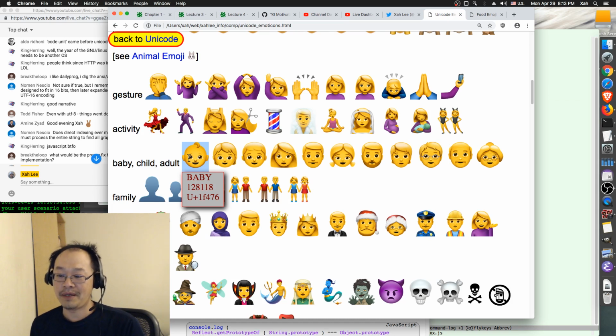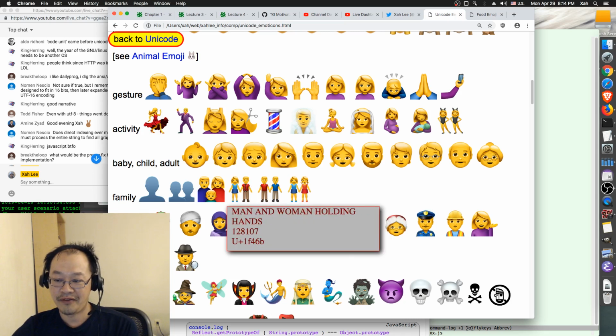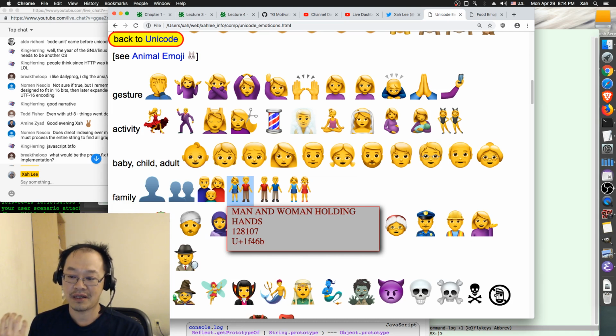but should the baby be male or female? Oh, wait, we need a baby with black color skin. We need a baby with red color skin, and so on. So today it becomes a very heavy emoji political issue. And for example, you have this picture, men and women holding hands. I don't know if this is in the original Japanese emoji.